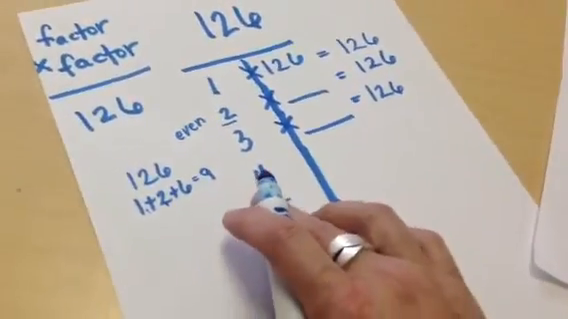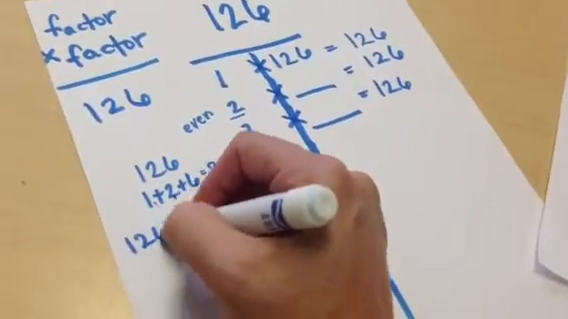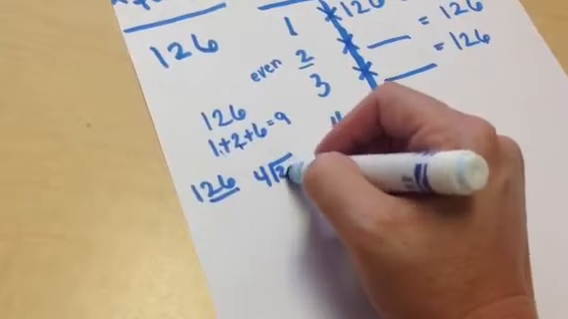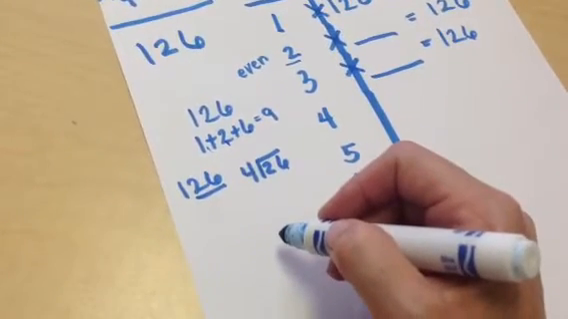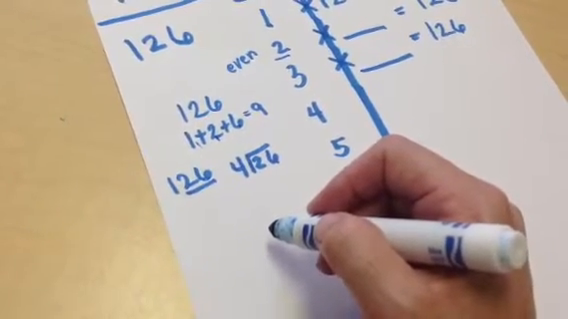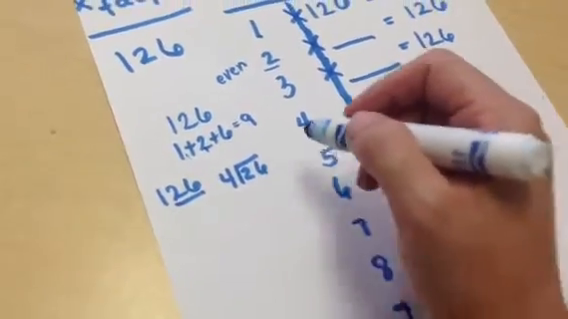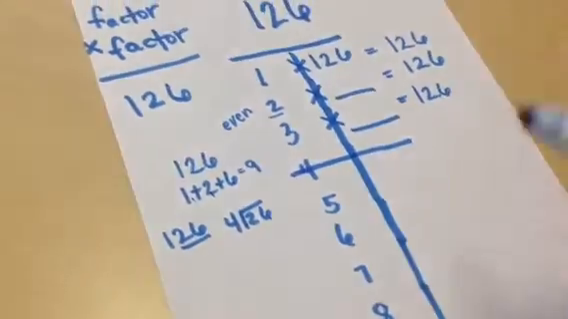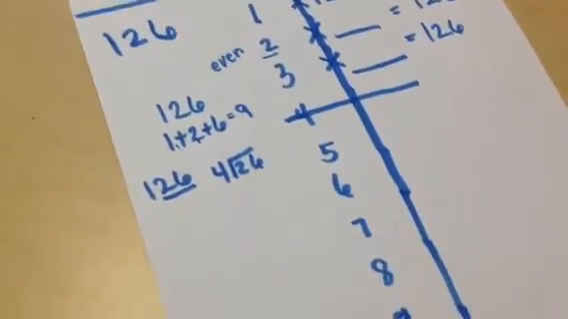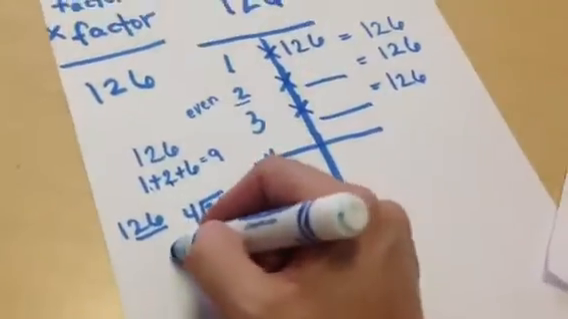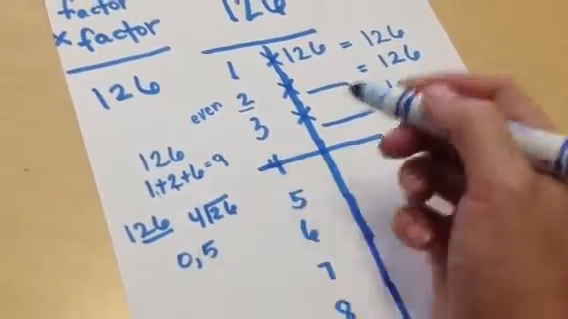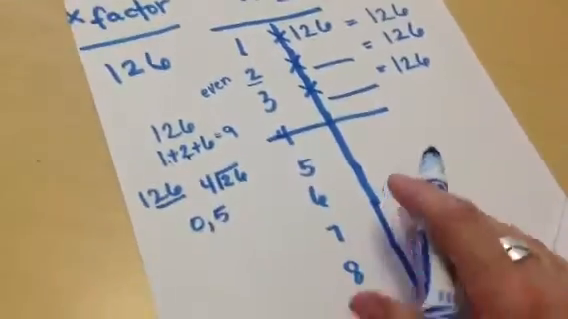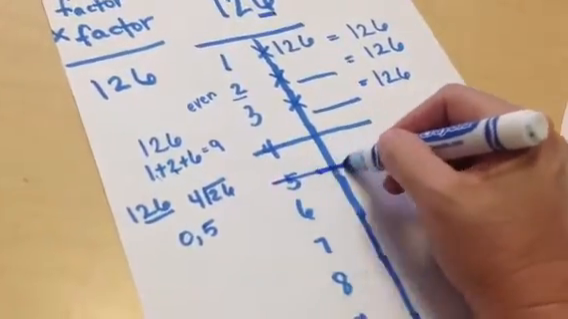Alrighty, let's look at 4. Remember, for 4, it's the last two digits. Can 4 go into 26? Yes or no? I don't really think 4 can. That would have a remainder, so you can cross that one off. All right? Now, with 5, does it end with a 0 or a 5? Nope, it sure does not. So 5 is not one.